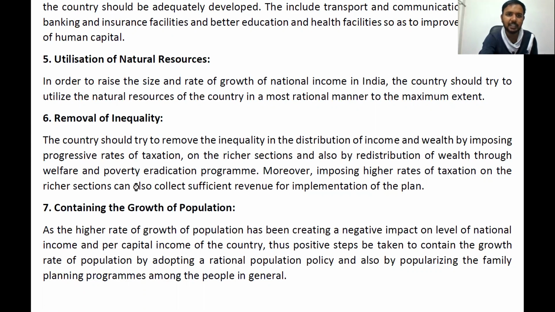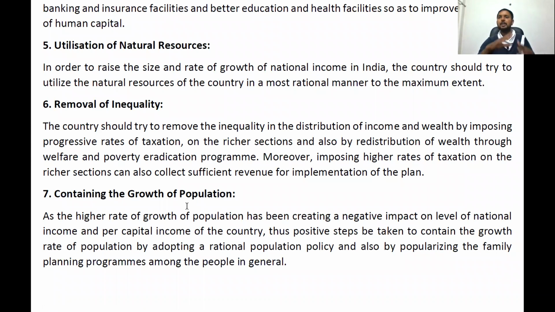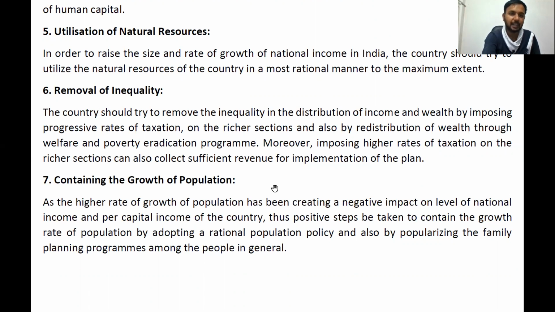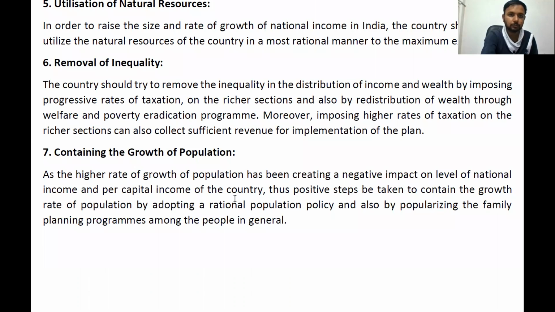The seventh point is controlling the growth of population. In our country, the growth of population is very high. Every year our population grows at a rapid rate, so we need to control the growth rate of the population. We need to spread such a message in our country, so that our population can get controlled, and in this way we can also get a high rate of national income.